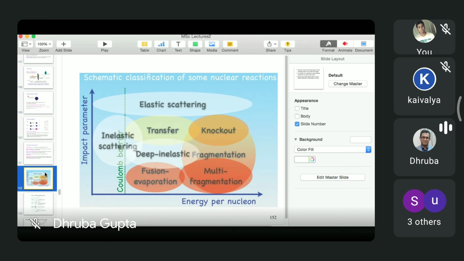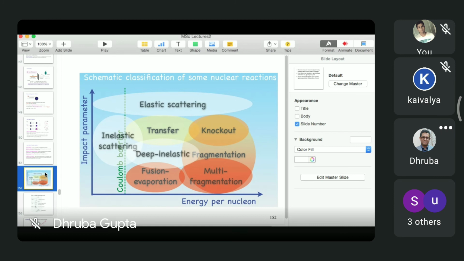The highest impact parameter is elastic scattering. Now, if we reduce the impact parameter, there is more and more interaction between the target nucleus and projectile, because it is becoming closer and closer to the target. So as you reduce the impact parameter, there will be nuclear reactions coming up, transfer reaction, knockout reaction, and these are actually fully due to the nuclear force, not due to the Coulomb force, because it is above the Coulomb barrier.